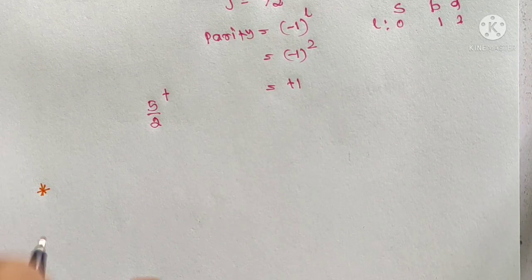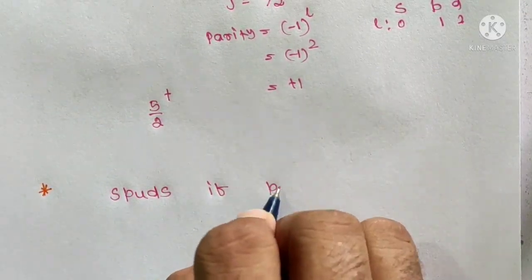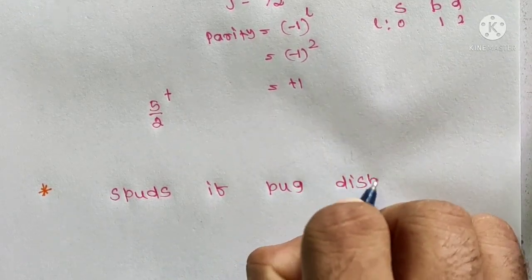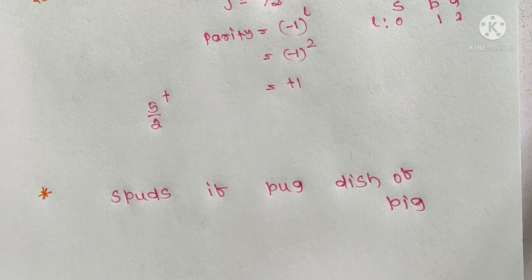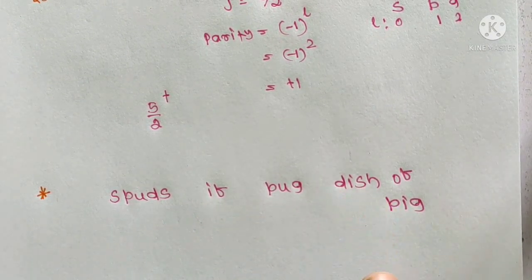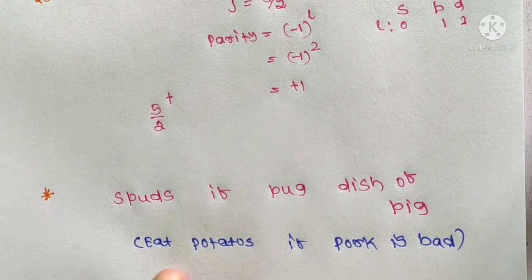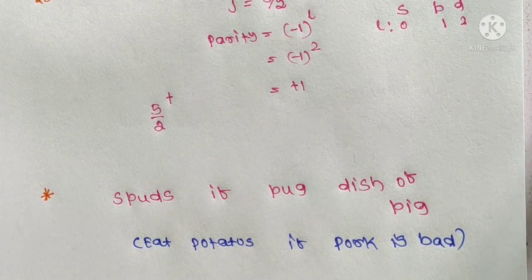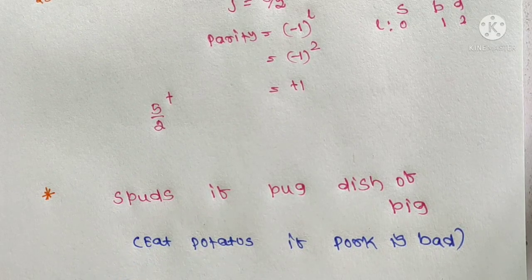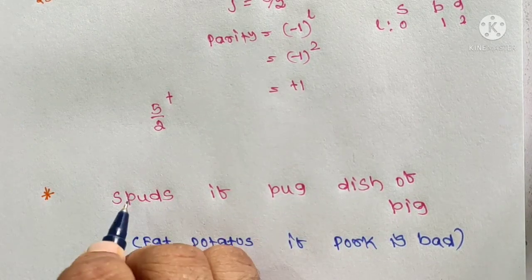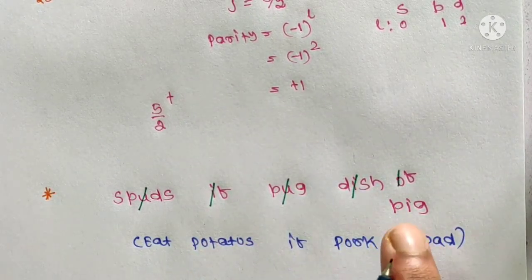जैसे कि देखो, the line is "sports if pog dish of pig", ये याद रखना है बस कि "sports if pog dish of pig", it means "eat potatoes if pork is bad". तो देखो क्या करना है, ये लाइन लिखने के बाद याद रखना, remember that you have to eliminate the vowels from this line, so eliminate u, i, o and keep this last vowel.